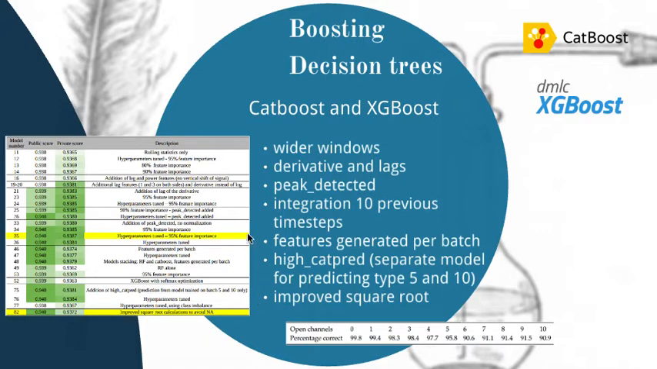Turns out we had a better model before, one that was just after adding the peak detected feature, but before generating features per batch, adding high cat pred and all that. So we had a better model that had a score of 0.9387, which was slightly above 0.9372. We didn't know.